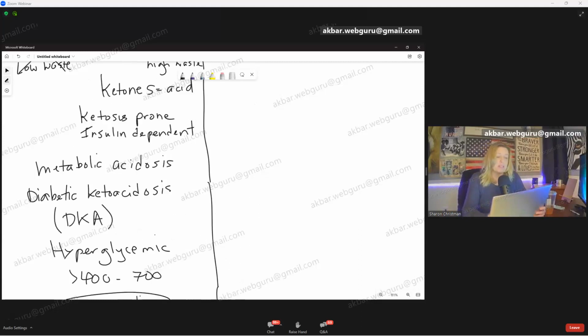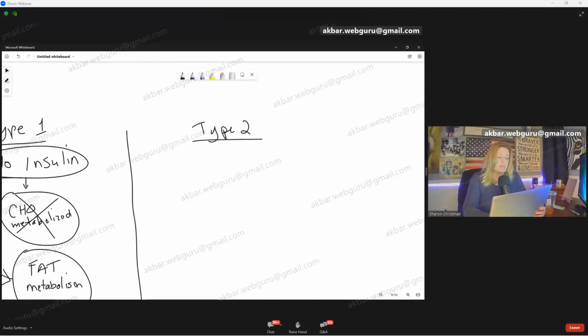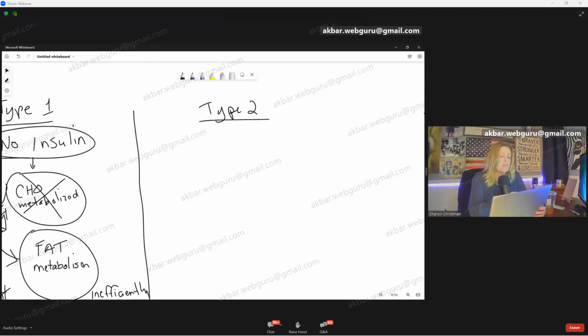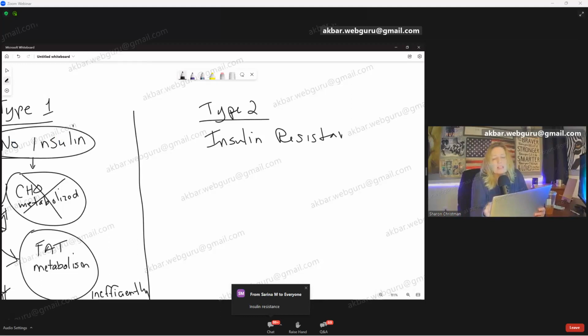All right, so let's talk about type 2 diabetes. Okay, what is the problem? What is the underlying problem? The underlying problem is not no insulin. They have insulin. The underlying problem is insulin resistance. Now, insulin resistance does not mean there's necessarily a problem with the insulin. It means there's a problem with the cell.